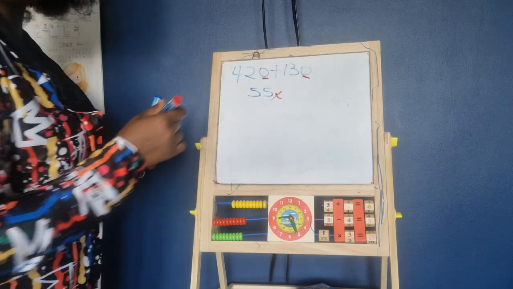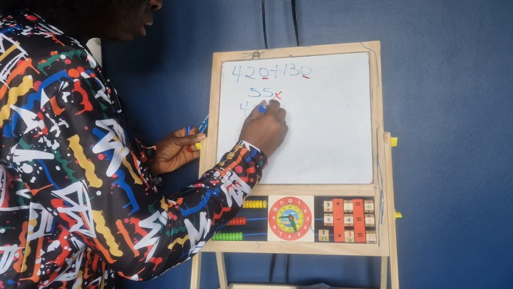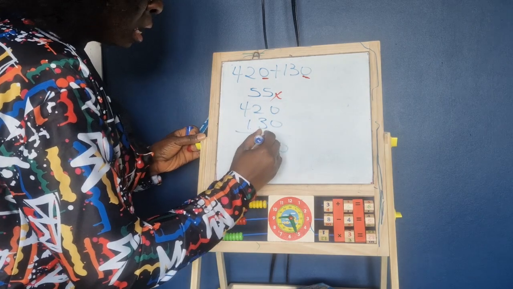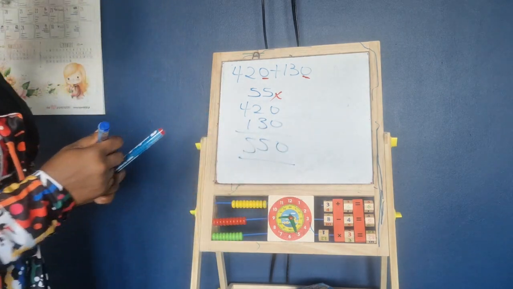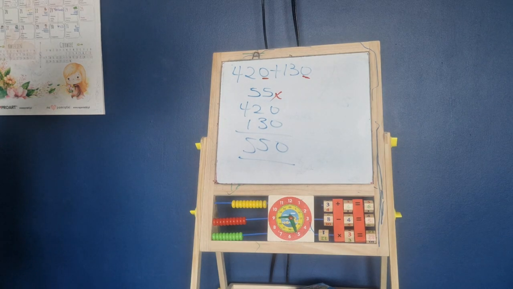They've ignored the 0 and they've thrown this 0 away. 420 plus 130 is to be 550. Do not ignore the zeros. They are holding a place. So avoid these mistakes and get more marks.